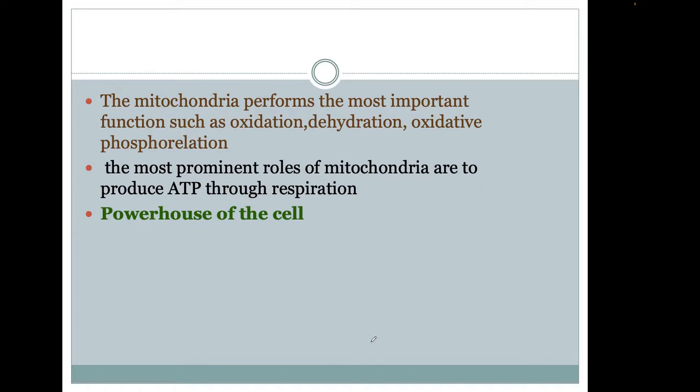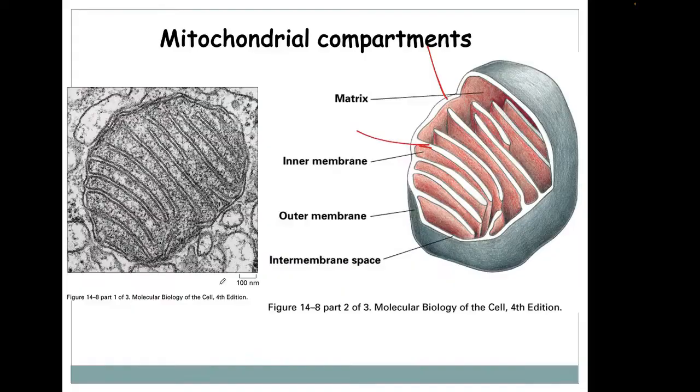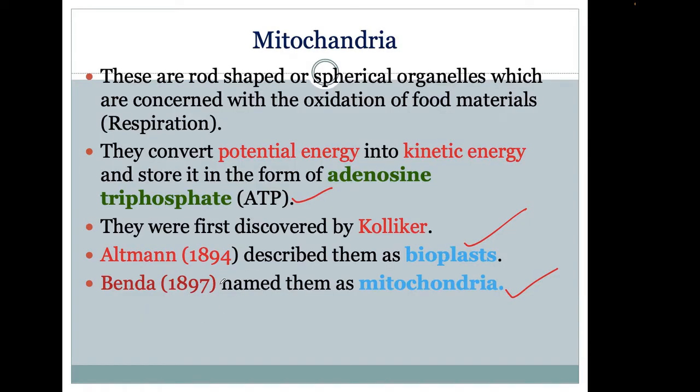Mitochondria possess their own genetic material and are self-duplicating. Hence, they are also called the semi-autonomous organelles. Why semi-autonomous? Because mitochondria possess their own genetic material and are self-duplicating. This is the mitochondrial structure. These all are the mitochondrial structure.